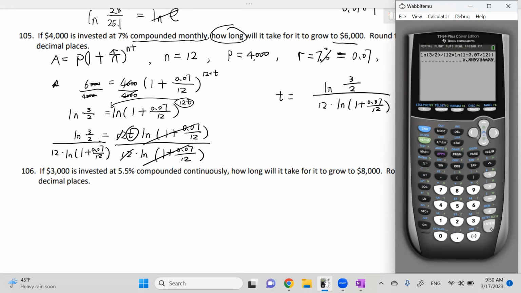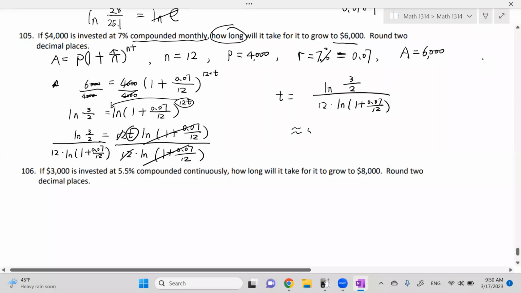So we're having 5.8092 something. And let's see, round to how many digits? 2 decimal places. We're rounding it to 5.81 because after the 0 we have 9. 9 is greater than 5. So we have 5.81. And t is in years.